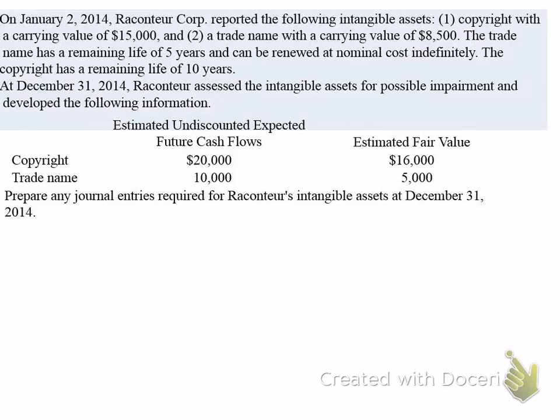This is an example of an indefinite life intangible. Well, we have a definite life and an indefinite life intangible. So the copyright has a limited life, so we'll use a 2-step process for that. The trade name, because that can be indefinitely renewed, is considered to have an unlimited life.